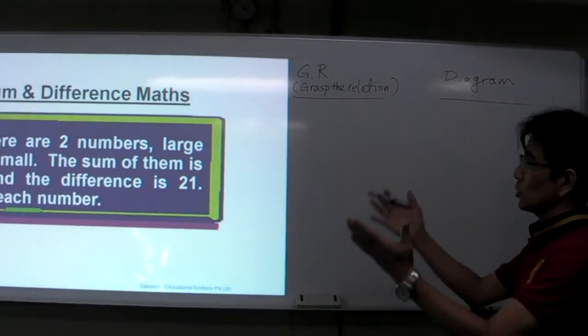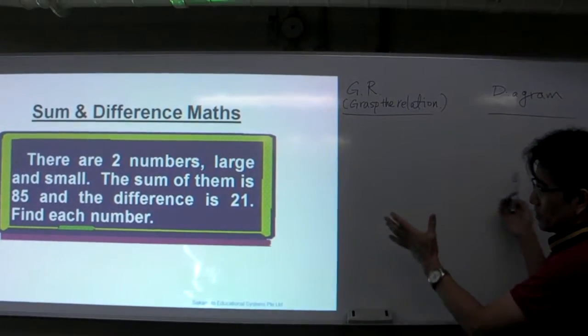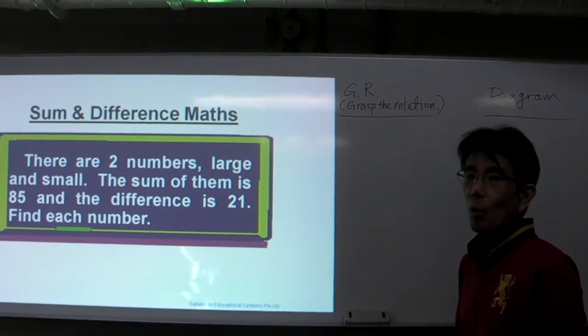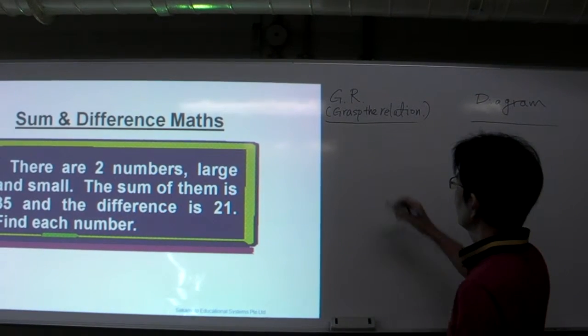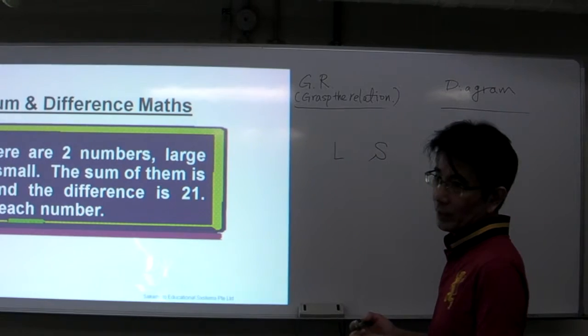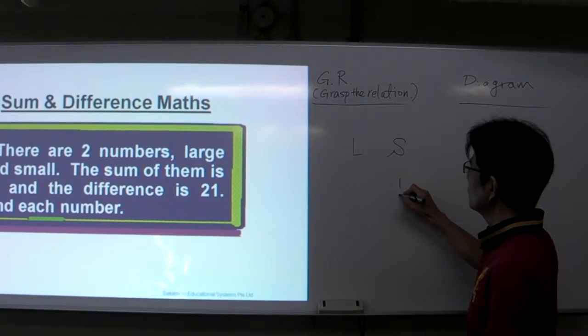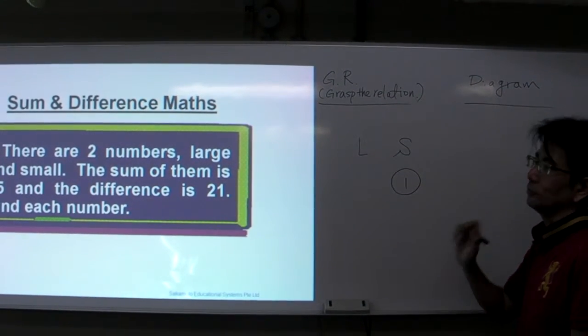So when we start a question, we have to analyze the question first. So how to analyze? Step 1. In these questions, two numbers are compared. One is the large number, another one is a small number. L for the large number, S for the small number. Let's say this small number is 1 unit. 1 unit means 1 circle. Circle 1 is unknown. Okay?